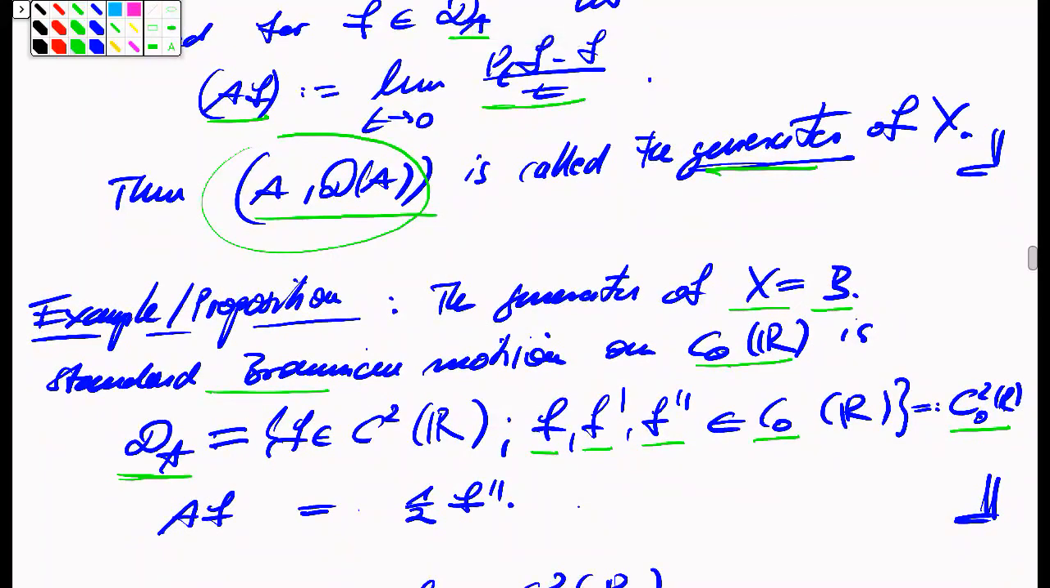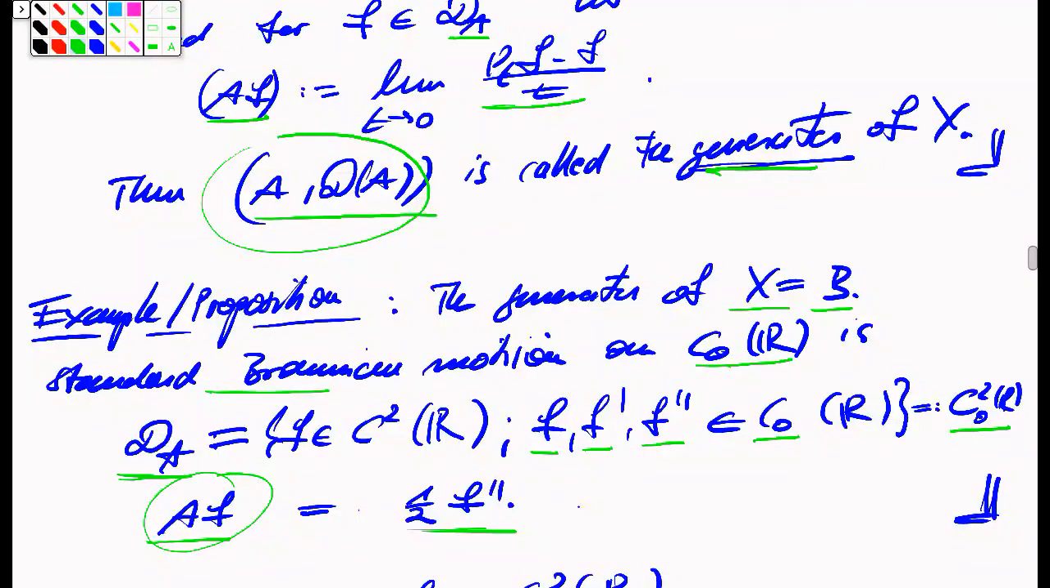And in this case, the generator applied to such a function is the new function which is 1/2 the second derivative of the initial function. So you see that this is an operator which takes as an input a certain function, a continuous function with additional properties, and it returns a continuous function.